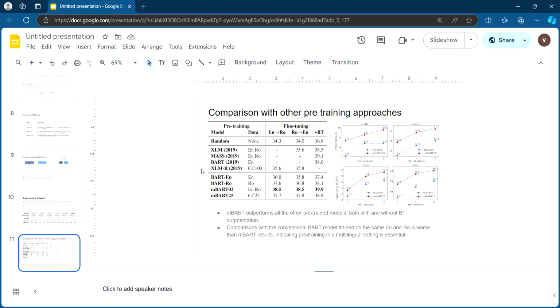Now we'll see comparison with other models. You can see all these are only encoder or only decoder based models. So they do not perform as well as mBART 25. This is because they had to train a complete decoder or complete encoder after pre-training, which generally is equivalent to training a model from randomly initialized weights.